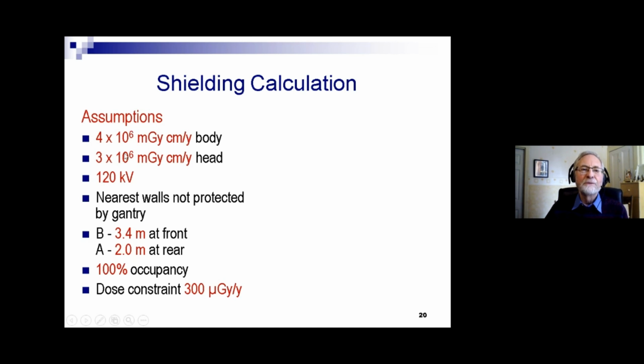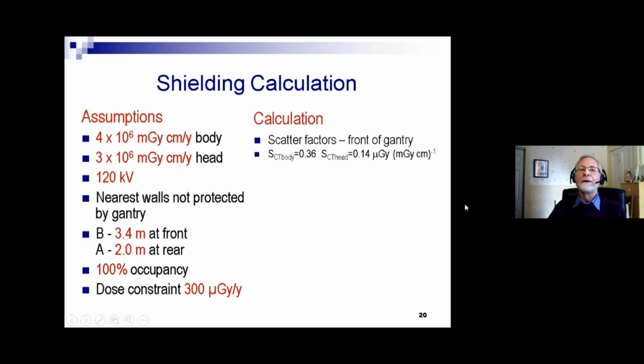So here we've got our workloads, our kV, we've got the distances, we've got the occupancy, which we assume to be 100% here, and the dose constraint. So we've got our scatter factors for the head and body.